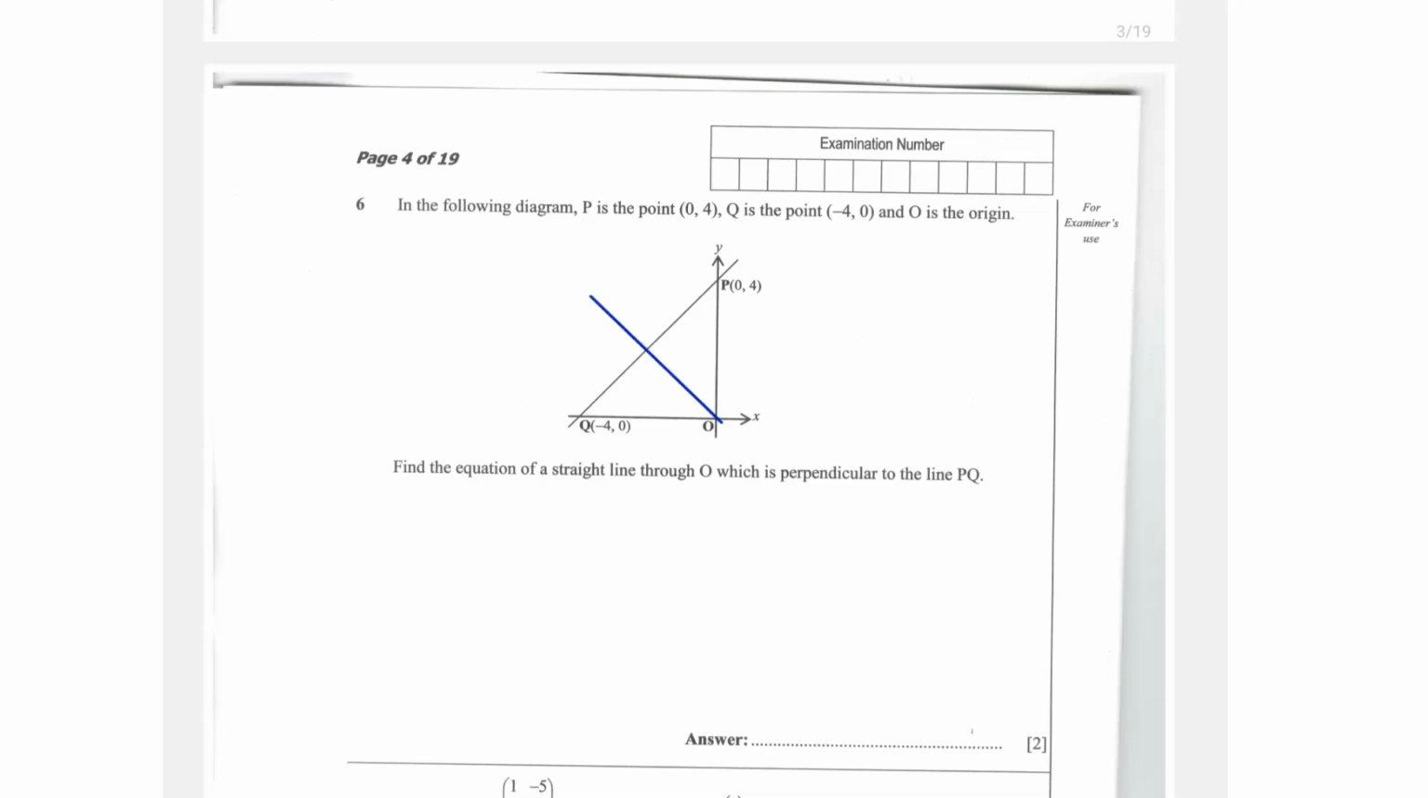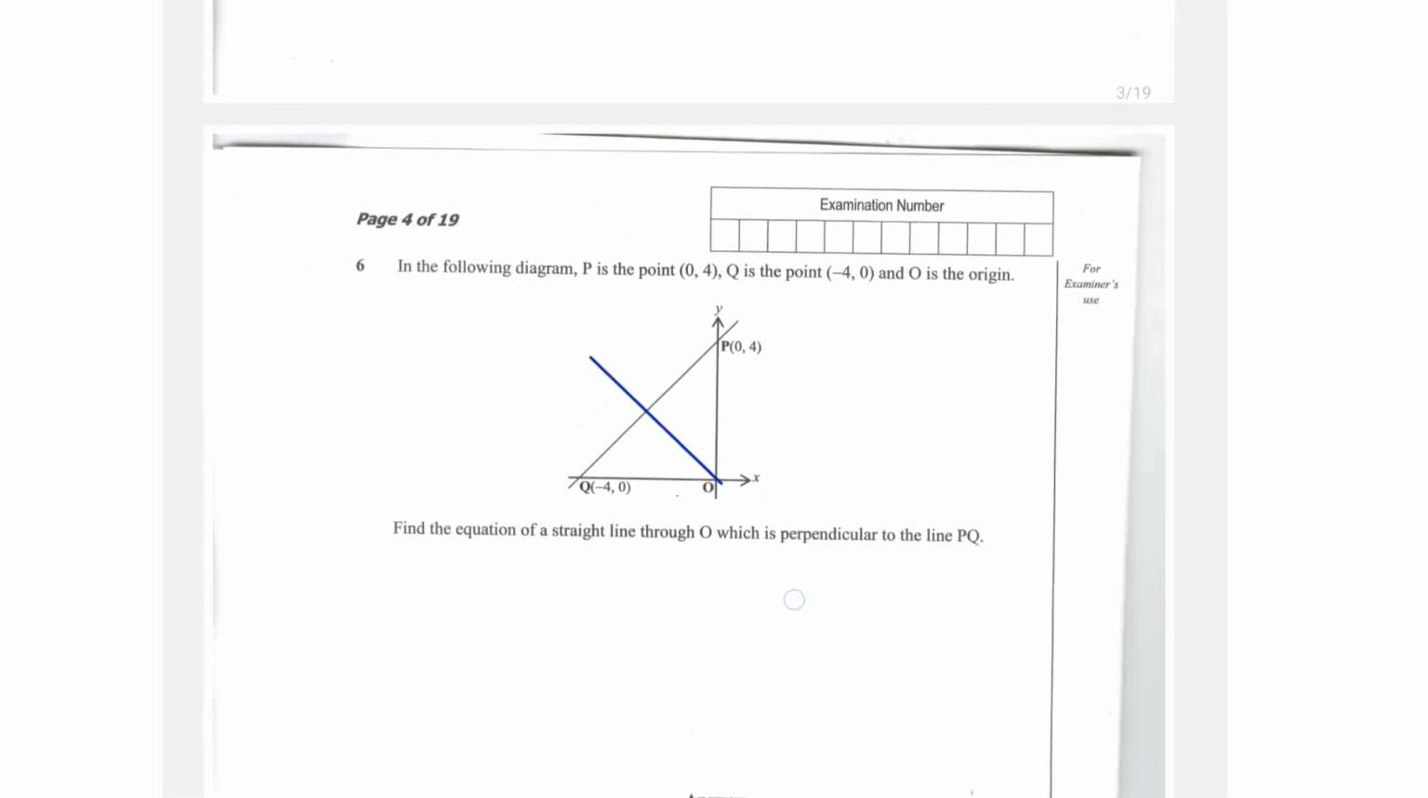That's the line. And then we have to find first, in order to find this line, what we need is the gradient. We will need the gradient. So let's first calculate the gradient of the line PQ, and then it will help us calculate the gradient of this other line that we are looking for.